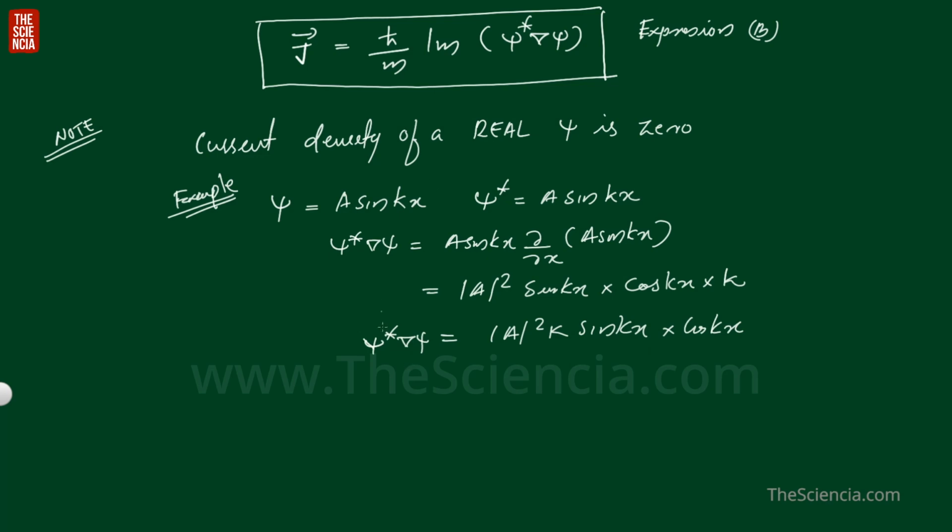Now we have to find out the imaginary part of psi star del psi to find out the current density from expression B. So what is the imaginary part of this term? There is no imaginary term, right? That is, this is equal to 0. The imaginary part means the coefficient of the i term, right? So here there is no i term. So the imaginary part of psi star del psi is equal to 0. That is why I told you the current density of a real wave function is 0.